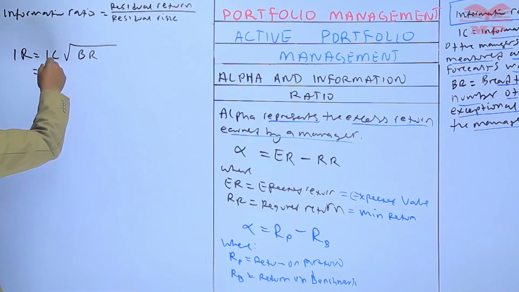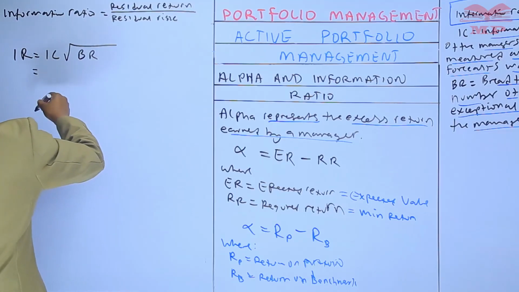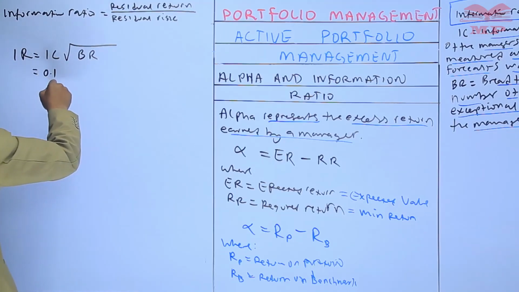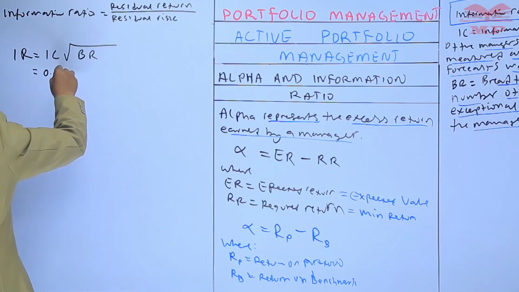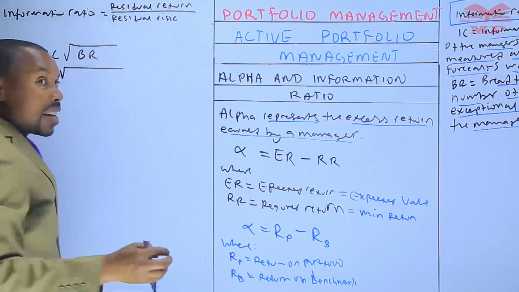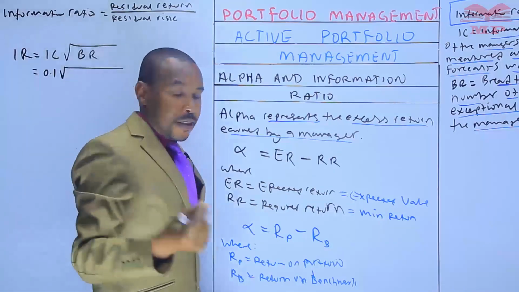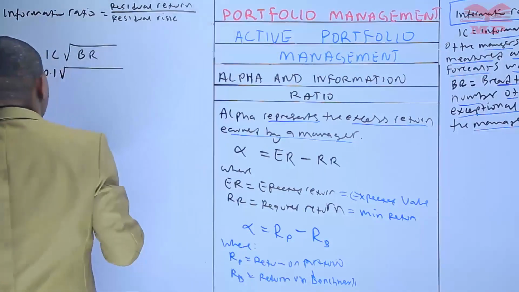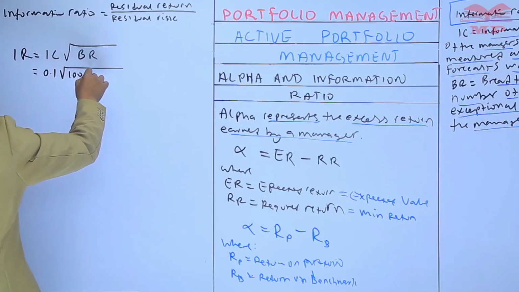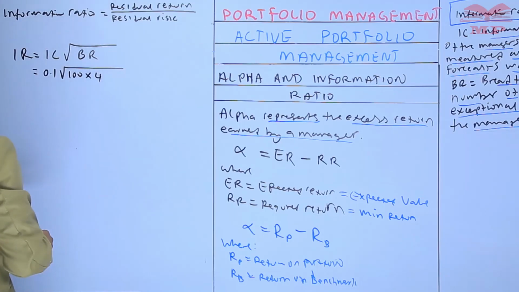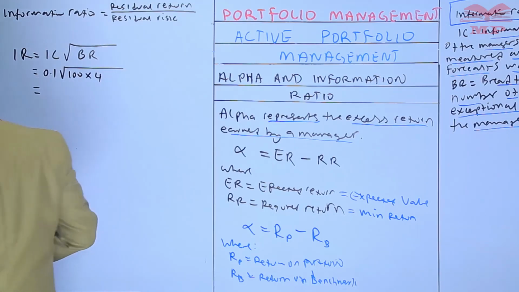So we have been provided with the information coefficient of 0.1, and the square root of the breadth of the market represents the number of independent forecasts and how accurate those independent forecasts are. In this case, we're talking about 100 stocks multiplied by 4 quarters. So how much is the information ratio?